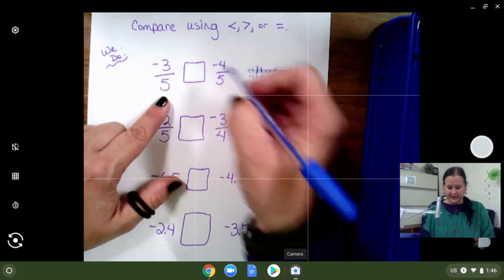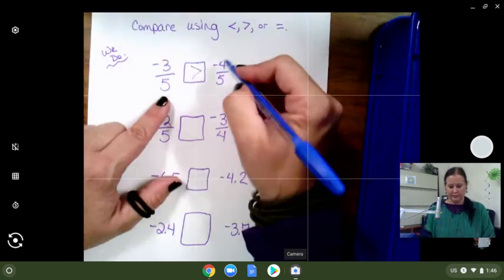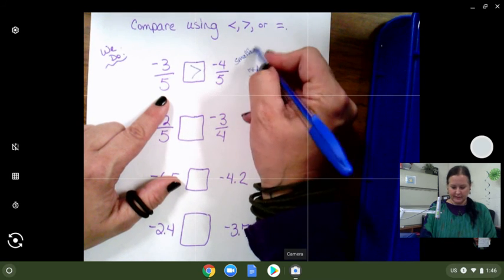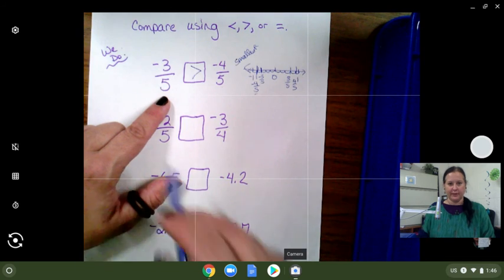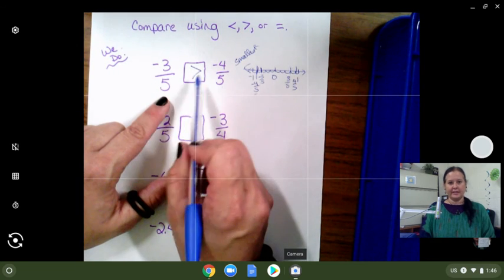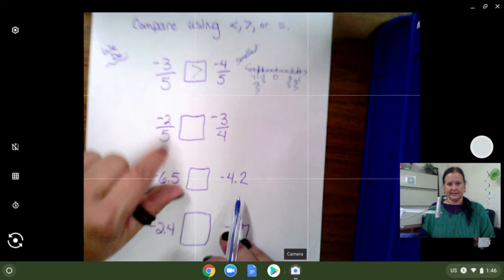So the -4/5 is the smaller. Remember, this is always the smallest going this direction, the smaller number. So we point to that one. -3/5 is greater than -4/5.